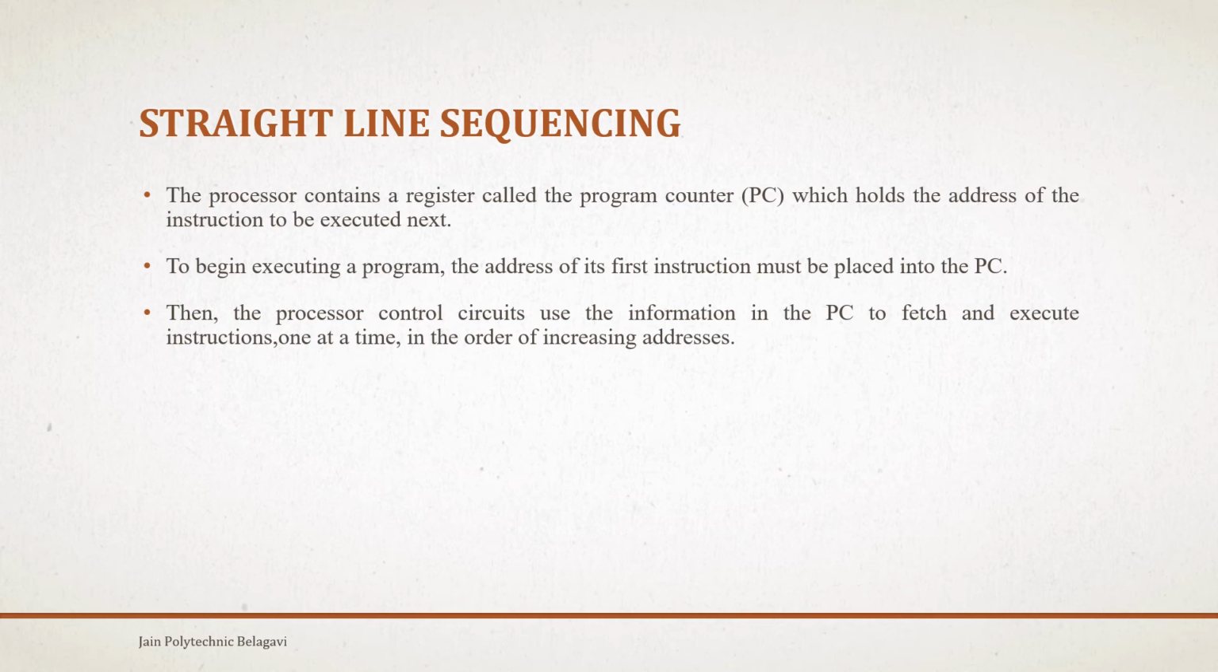So after the address is loaded into the program counter, the processor will get the address of the instruction to be executed, in the order of increasing address, and it takes one instruction at a time. This type of fetching and executing instructions one at a time is called straight line sequencing. You fetch and execute one instruction at a time; not all the instructions are executed at once.